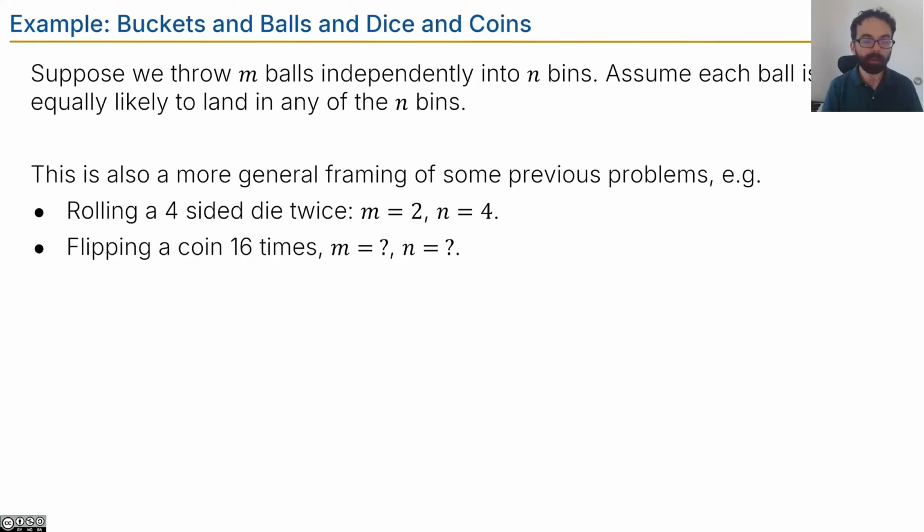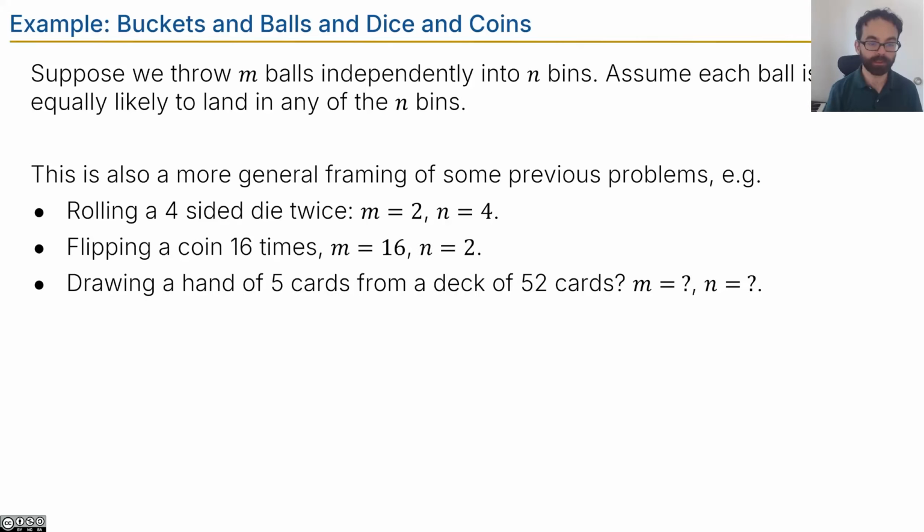Okay. How about flipping a coin 16 times? In this case, you have 2 different bins you can land in, and you're going to do 16 ball throws. So m equals 16, n equals 2. So both of those problems actually are really this buckets and balls problem in disguise.